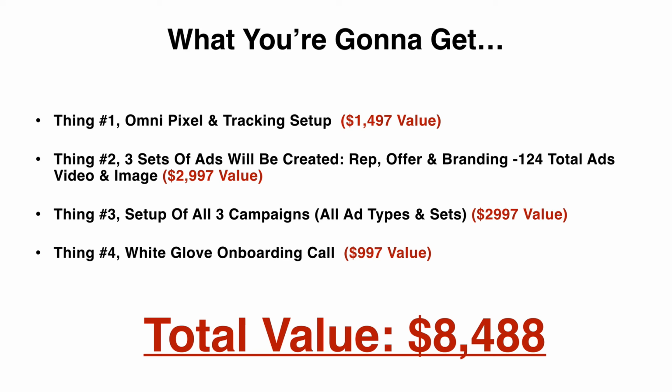So again, what you're going to get is thing number one, the Omni pixel and tracking setup. Thing number two, the 3 sets of ads that are going to be created, the rep and offer and branding, over 124 total ads with videos and image ads. Thing number 3 is a setup of all 3 campaigns inside of all the different platforms that I showed you. This is a ton of work. Facebook and Instagram and Twitter and LinkedIn and Google Display Network and Gmail and YouTube, and Traffic Fuel as well. So folks, this takes a whole lot of time, effort, and patience to get set up. You don't even have to worry about it. We're just going to handle it for you.